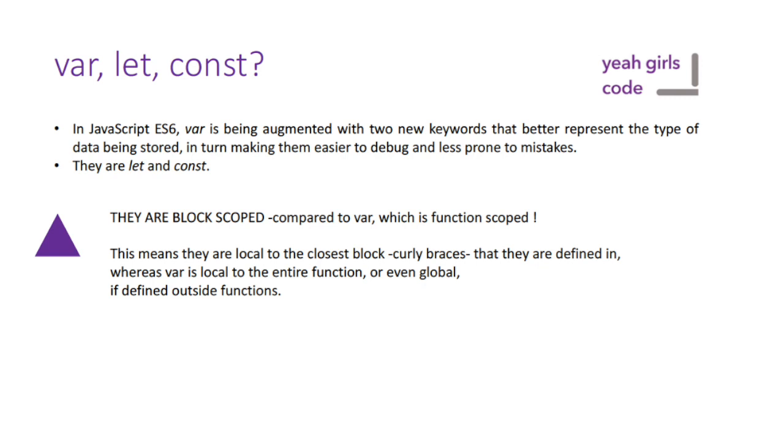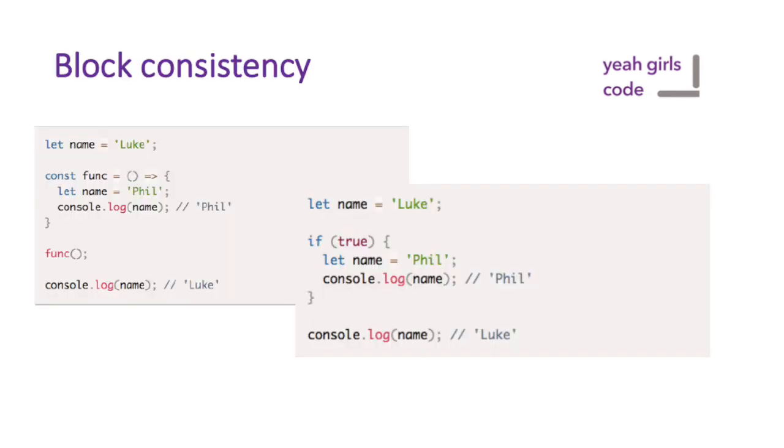So let and const are block scoped. If you compare it to var, which is function scoped, this is much more handy when you want to have full control over the data you want to store. This means that they are local to the closest block, the curly braces, that they are defined in, whereas var is local to the entire function, or even global sometimes if you define it outside the functions. So you have block consistency.